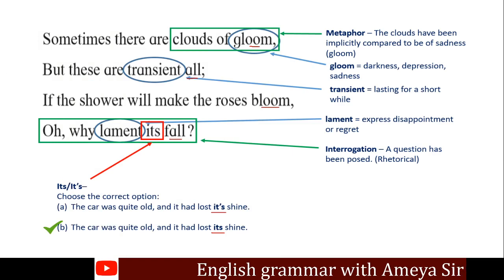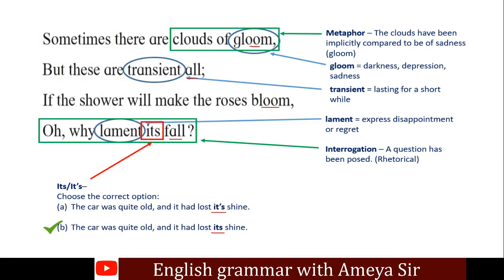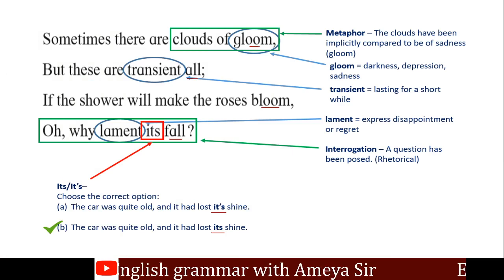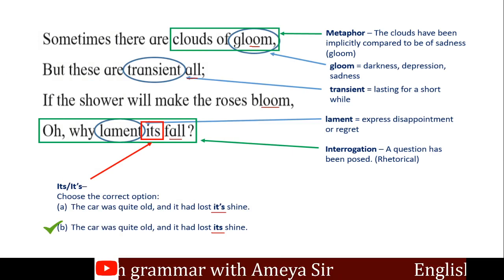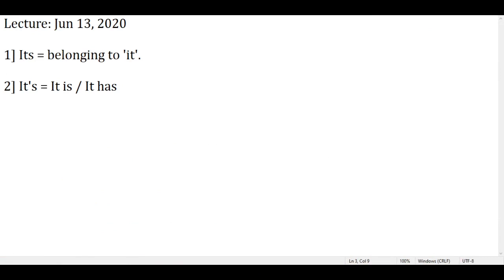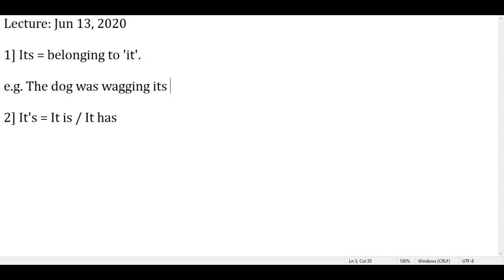So let's get back to what we were doing. We were studying the difference between its and it's for now, and I want you to go to the notepad here. What you see here is the difference between its and it's. So observe this properly. Its means belonging to it. I gave you the example of the car losing its shine, but I will give you one more example.